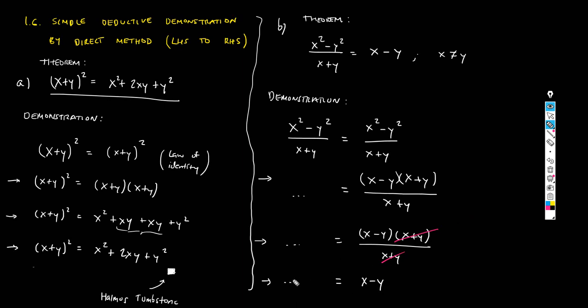And at the end, if it's preferable to go back to the full expression, this should be written here. So let me write it down. x squared minus y squared over x plus y equals x minus y. And this is the full demonstration. So we symbolize the end of the demonstration by the Halmos tombstone, which basically means end of proof. There you go. And this completes the whole demonstration.